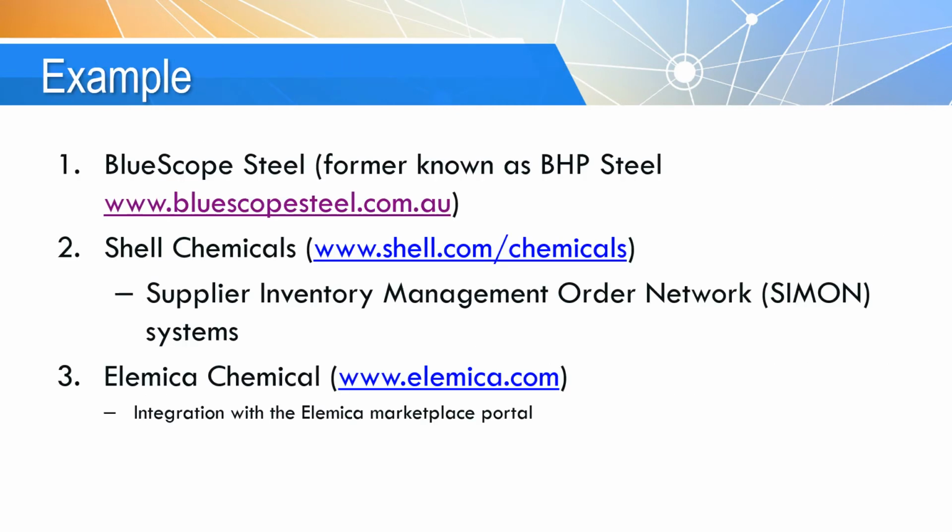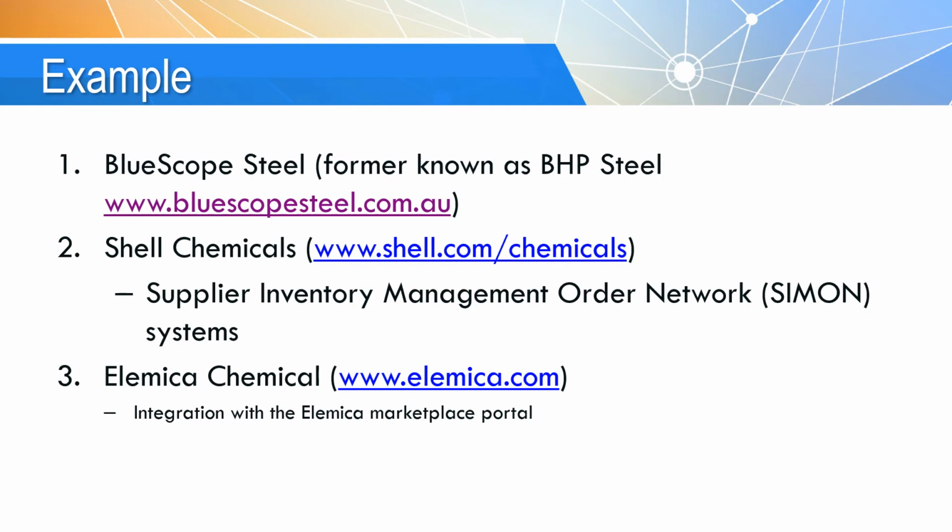Okay, here are some examples of companies that have implemented supply chain management. First is BlueScope Steel, known as BHP Steel. Is a steel company that has a branch that has the organizations scattered around the globe. It's based in Australia. It has a branch in China, in New Zealand, and many more. So they use the supply chain management to communicate. And then the second example here is Shell Chemical. So they implement supply inventory management order network to communicate.